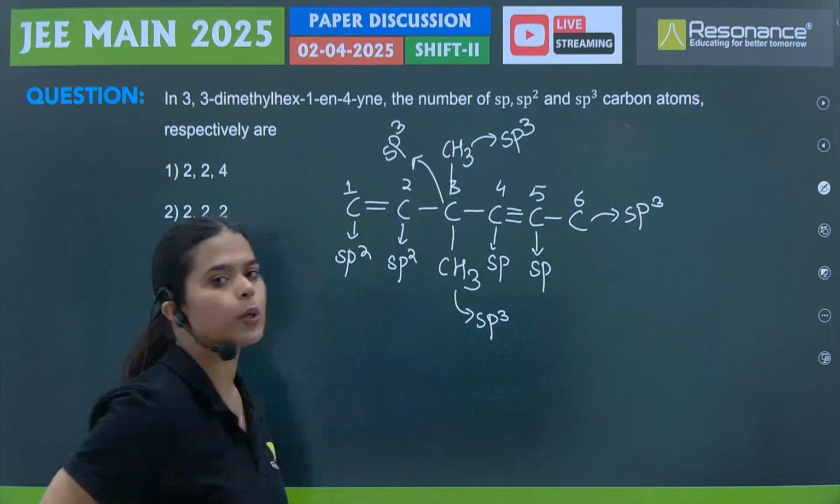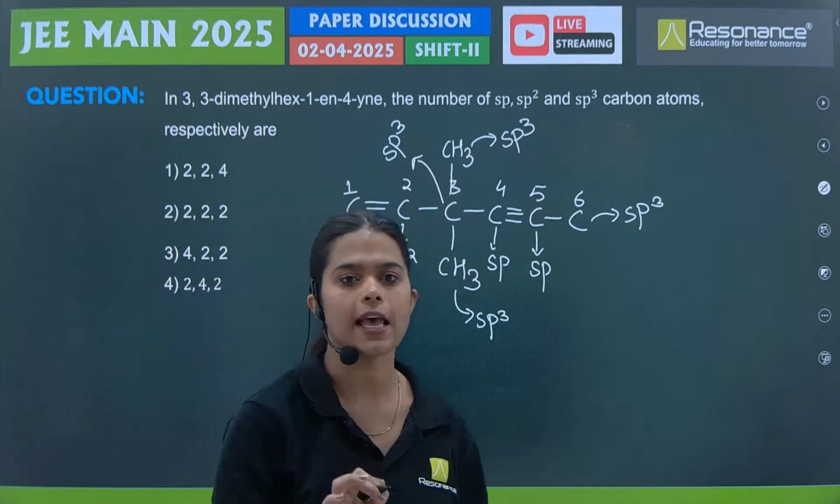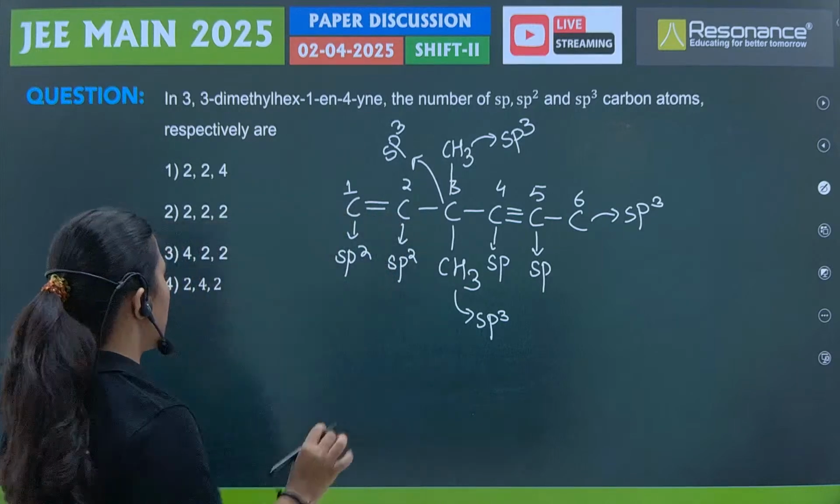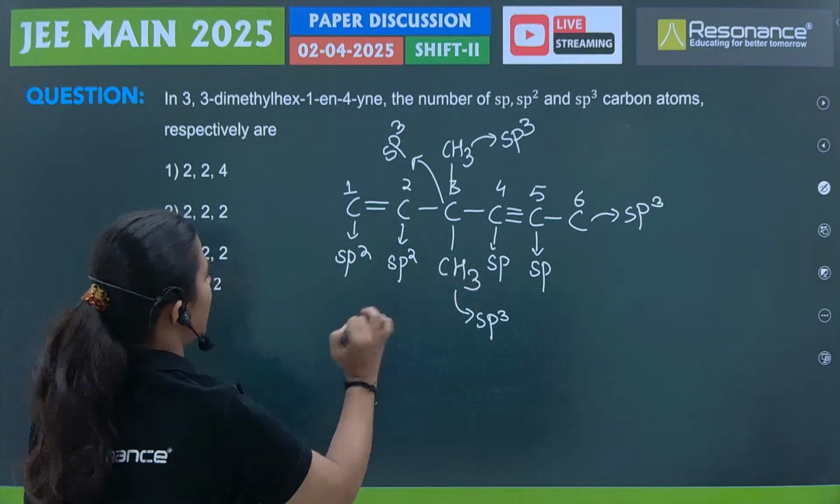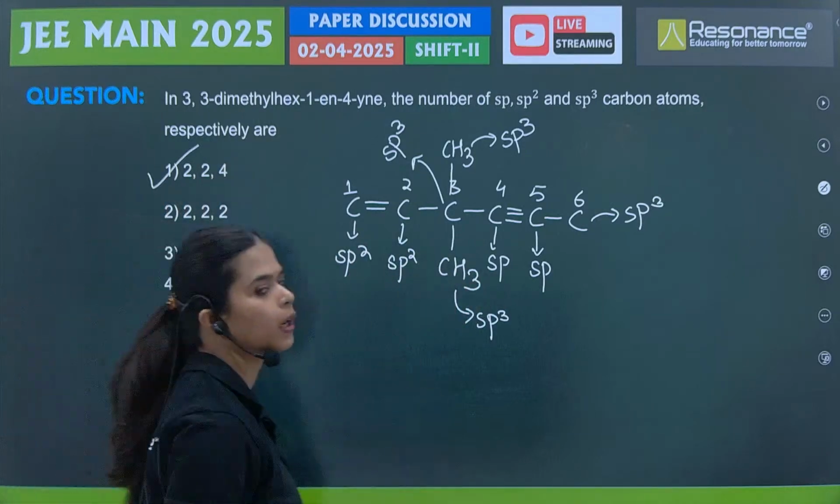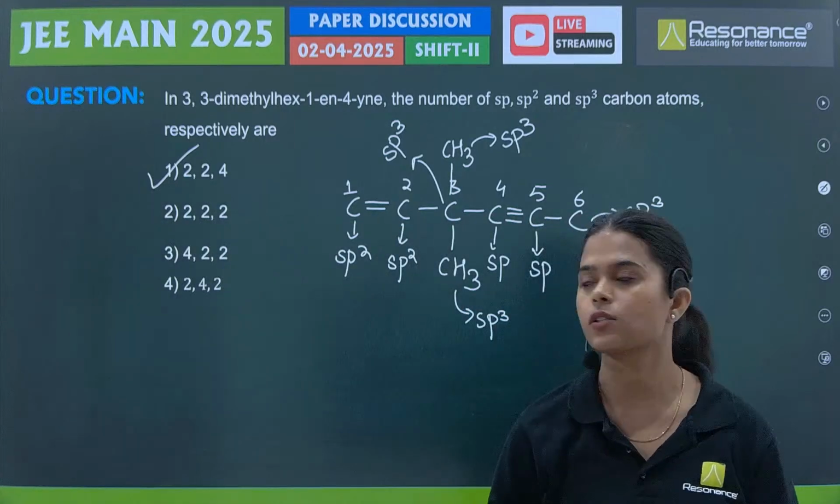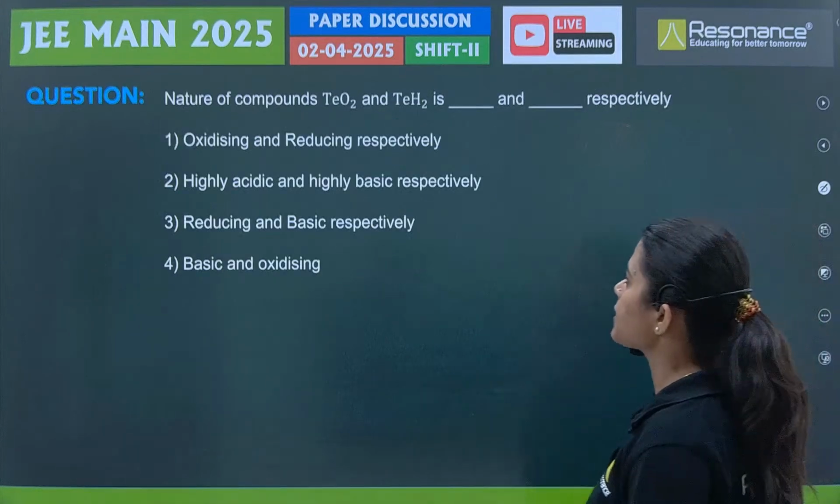So I have to calculate the number of carbons that are sp, sp2 and sp3. So how many are sp2? That is 2, and we have 2 sp carbons and we have 4 sp3 carbons. So what is the correct answer? That is the 4th one. Now let's see the next.